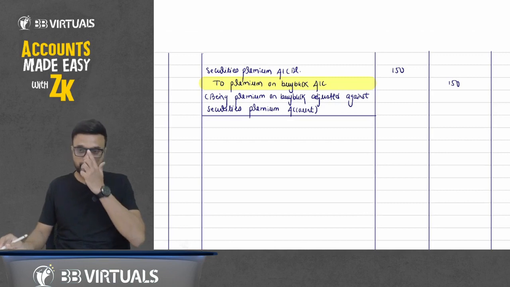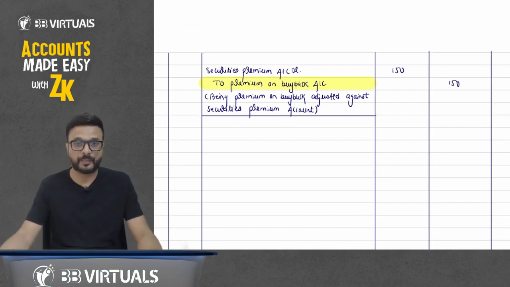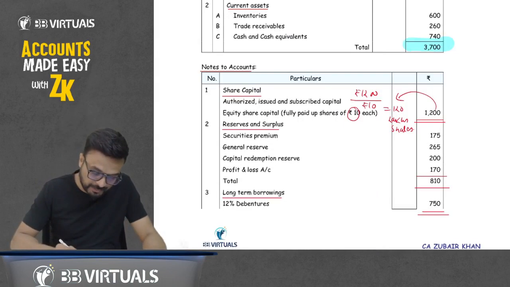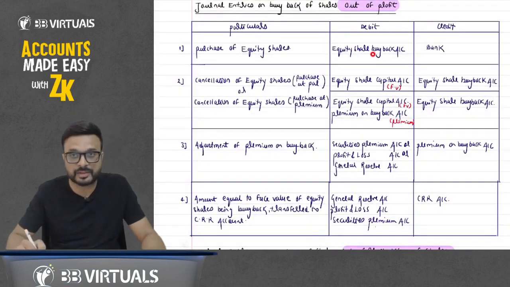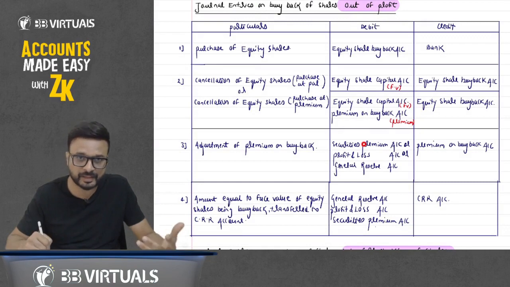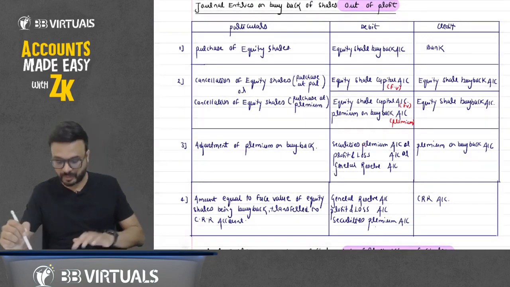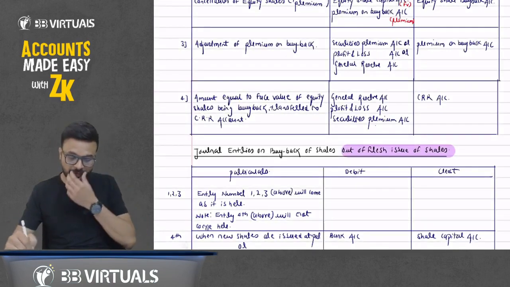Okay, adjusted against securities premium account. Now we have passed these entries: first for the purchase of these shares, then cancellation, and then write off of this premium on buyback. We have enough balance in securities premium, so we write it off against securities premium. Now we have to transfer to CRR account.